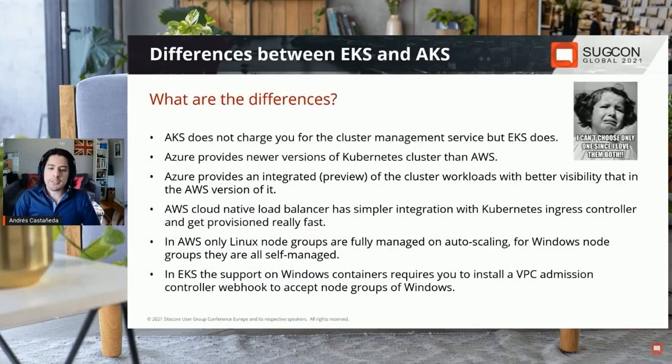So what are the differences? One of them is AKS, meaning Azure does not charge you for the cluster management service, but EKS does. So AWS will charge you around $70 US, while on Azure they won't charge, which is great, to be honest. Azure provides newer versions of Kubernetes clusters than AWS.